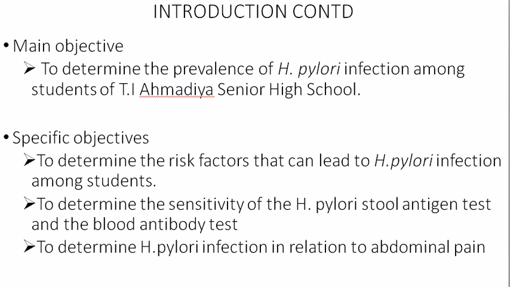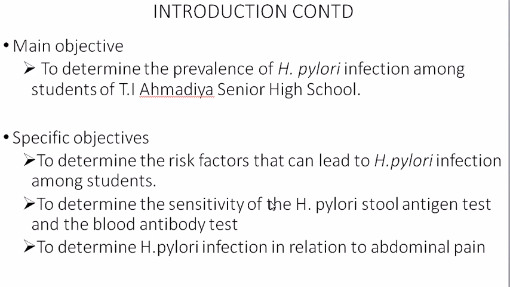And these are our specific objectives: to determine the risk factors that can lead to H. pylori infection among students, and also determine the sensitivity of H. pylori to the antigen test and the blood antibody test. We actually use two test methods, the antigen and the blood antibody test, and also to determine H. pylori infection in relation to abdominal pains. If anyone complains of abdominal pain, should they be tested for H.